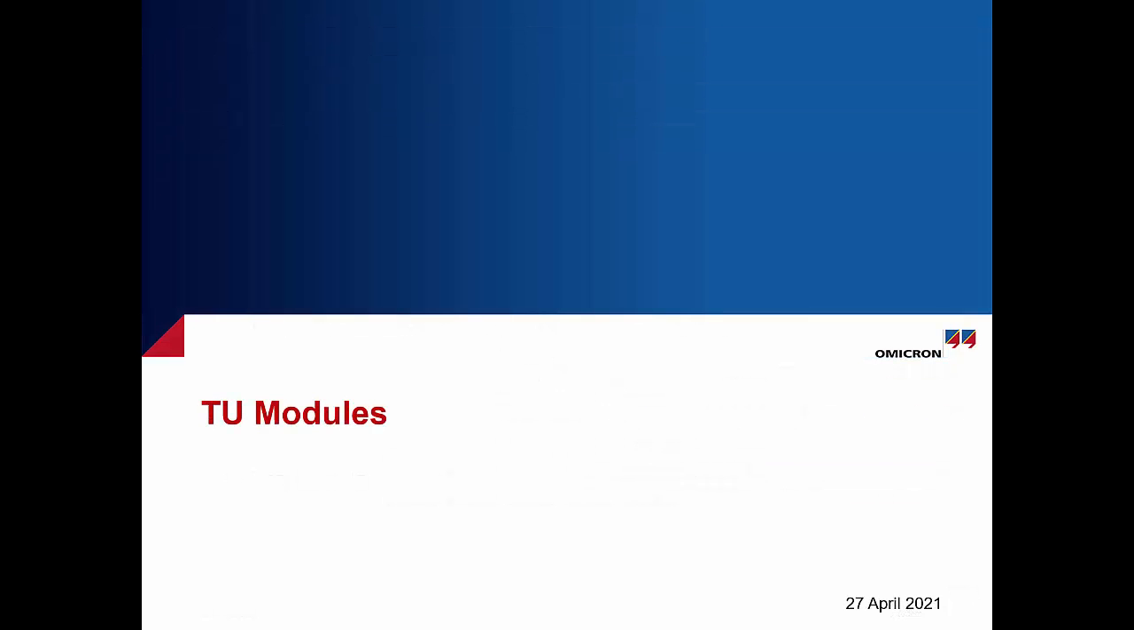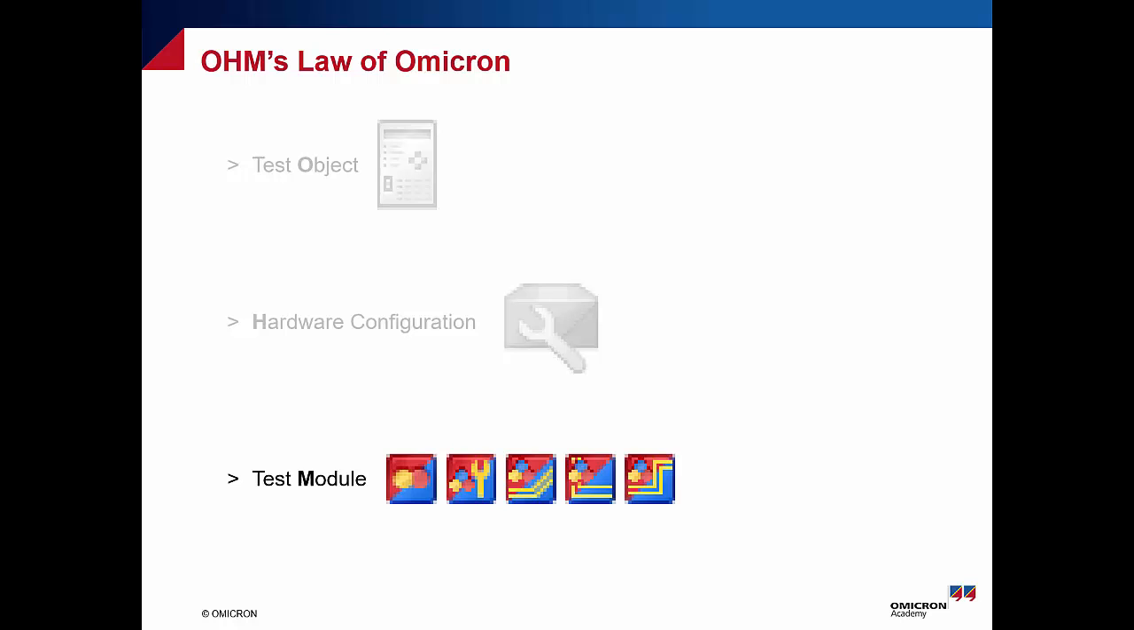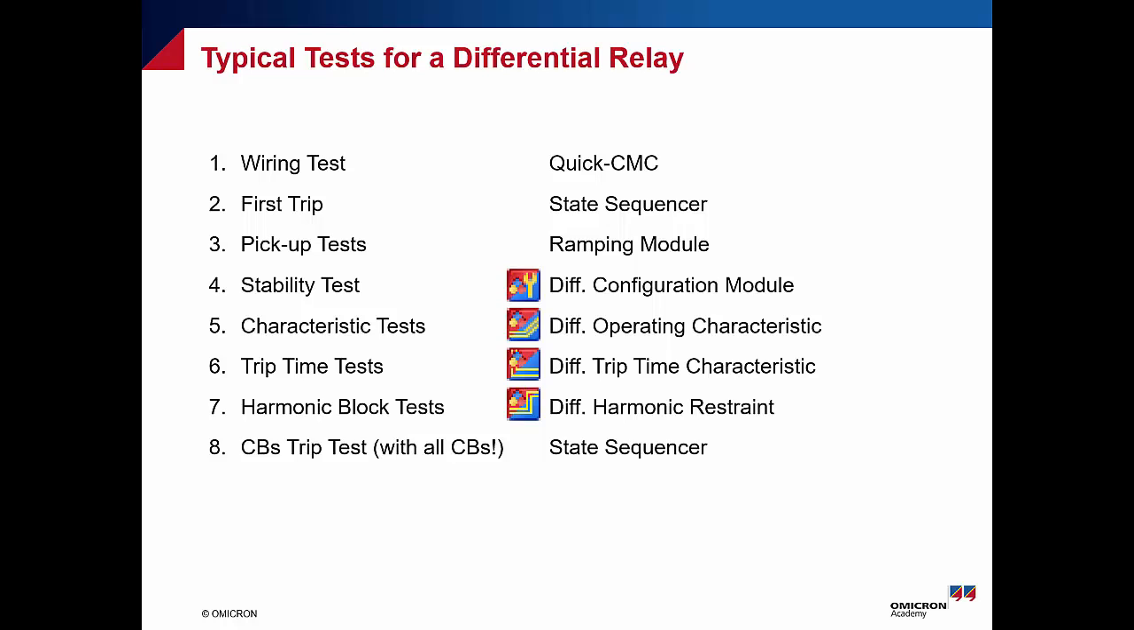Okay, let's start with the third point from the OHM law, which is the test modules. If you remember, we have O, H, M. Now the time for M, and for the test modules here, as we mentioned before, the recommended 8 steps to test any power transformer differential relay. We will start with the stability, represented by the differential configuration test module, which checks the stability. What does it mean by stability? It will simulate an external fault or a normal loading, and the relay must be restrained, no trip occurs. If a trip occurs, at that moment it will give you fail.